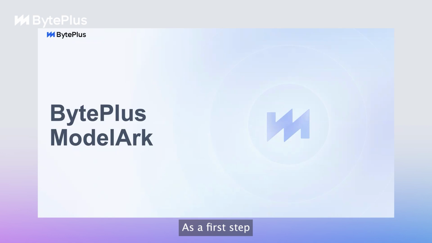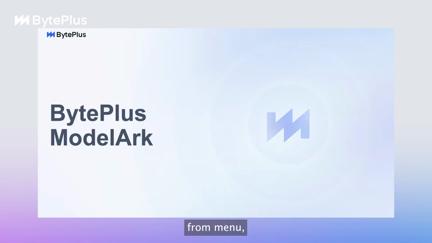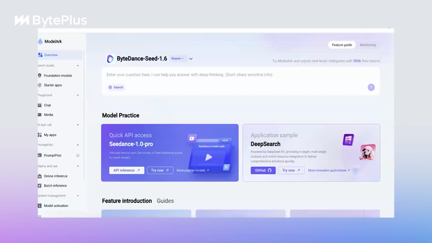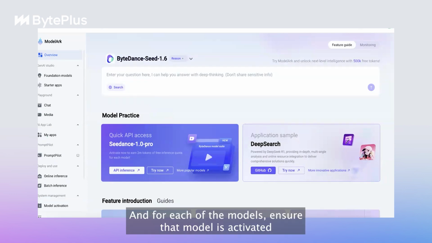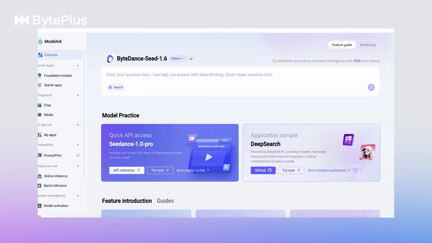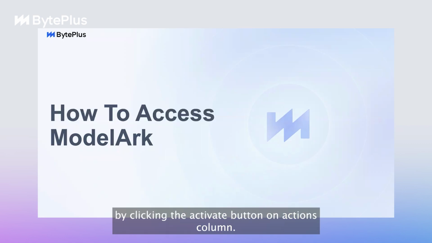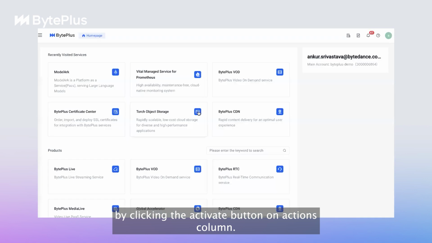As a first step, ensure that the model you need is activated. From menu, click on Model Activations tab. And for each of the models, ensure that model is activated by clicking the Activate button under Actions column. Similarly, for the image and video models, ensure that the models are activated by clicking the Activate button on Actions column.